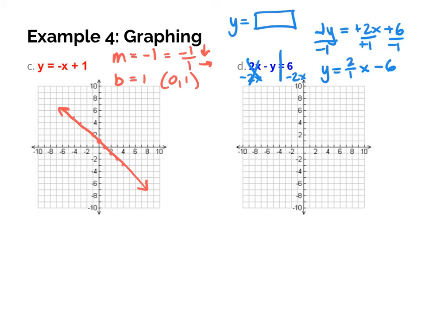Now again, why I kept that as a positive 2 over 1, because that's my slope. That's my y-intercept. So hopefully if you're good at recognizing these now, it's going to start at negative 6, and then it's going to go up 2 over 1, and I can also do down 2 left 1 to continue that line. And shebang, shabop, we're all done.